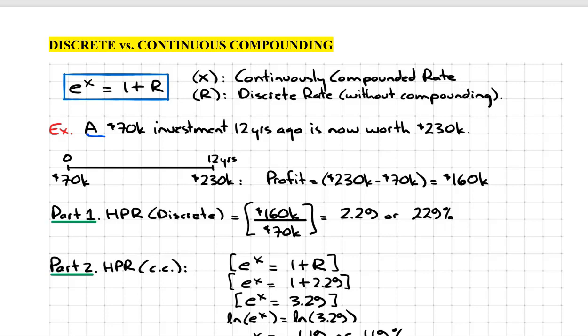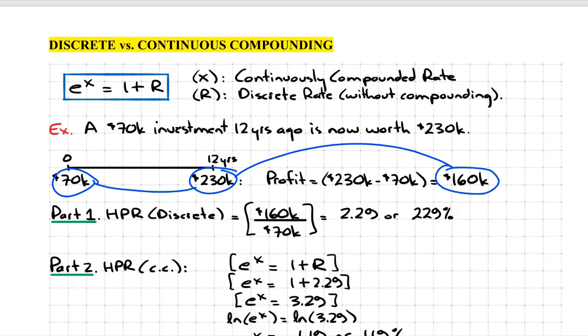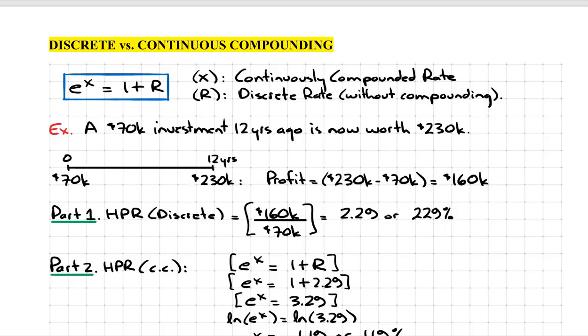So let's suppose that a $70,000 investment 12 years ago is now worth $230,000. So there it is. Initially, we invested $70,000. 12 years later, it's worth $230,000. So the first thing I like to do is calculate the dollar profit. So the ending value was $230,000, but $70,000 of that was my principal. So therefore, the difference is my profit, which works out to be $160,000.